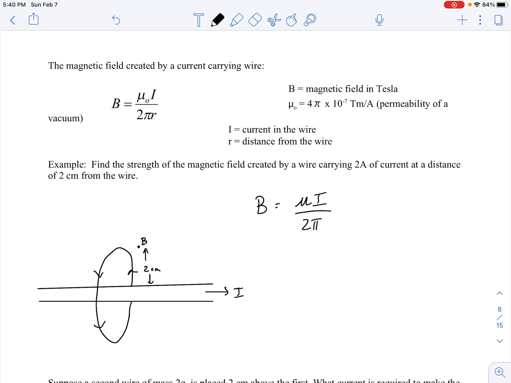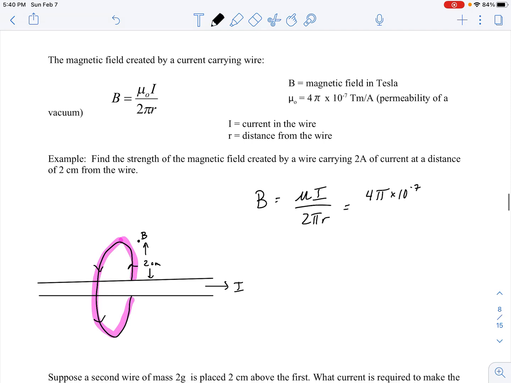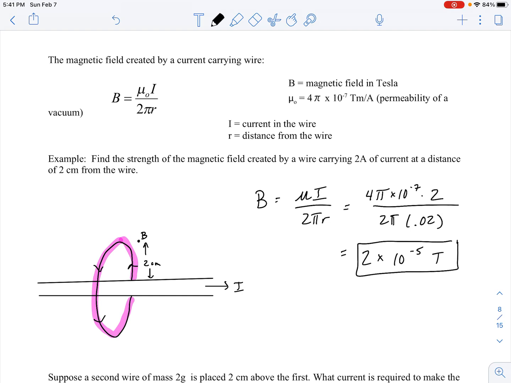I would plug into the formula. So mu is 4 pi times 10 to the negative 7th. It's not a coincidence that there's pi here, because this is a circle. The current is 2 amps, and then we've got 2 pi times the radius, which is that 2 centimeters, or 0.02. And when we solve that, we would get 2 times 10 to the negative 5th Tesla. And again, magnetic field is measured in Tesla.